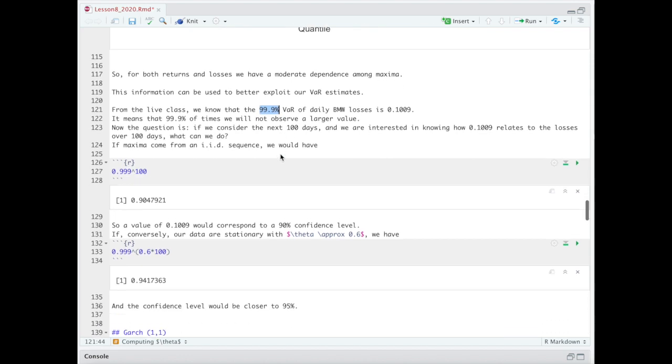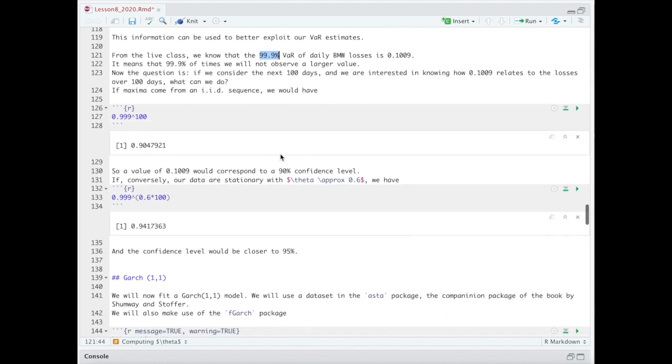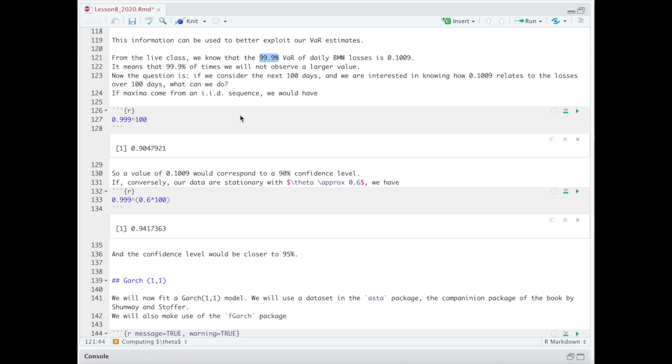Now, if we assume that our observations are i.i.d, then the value at 99.9% to the power 100, because we are assuming i.i.d observations, would correspond to more or less a 90% confidence level. Okay, we would have that this value of 0.1 would correspond to a 90% confidence level.